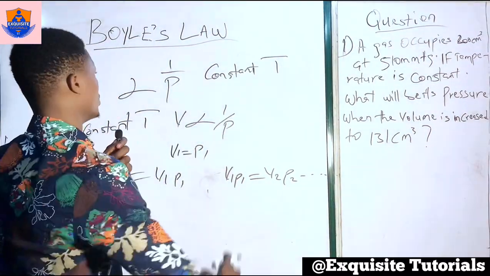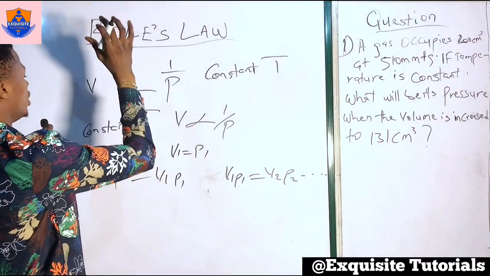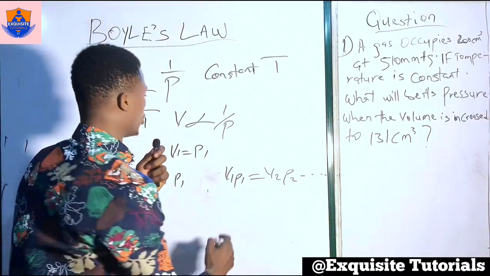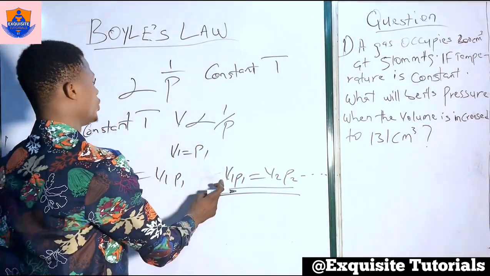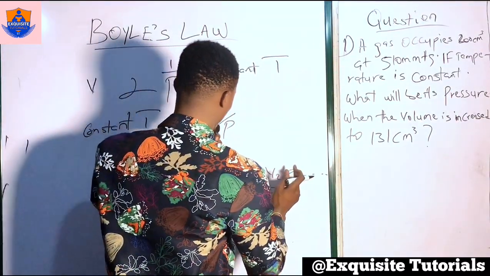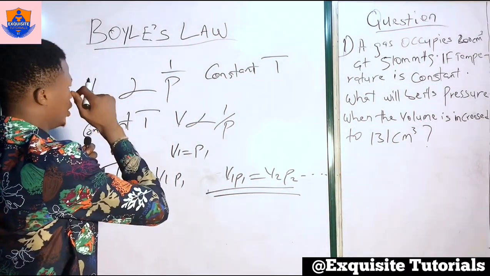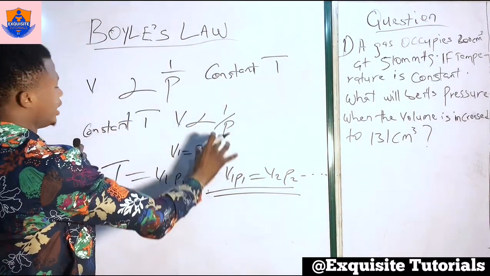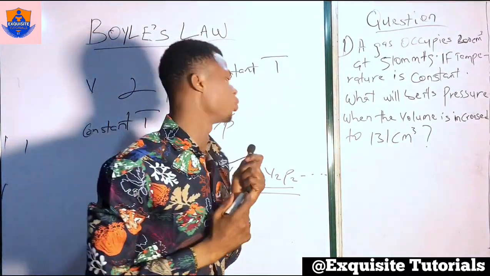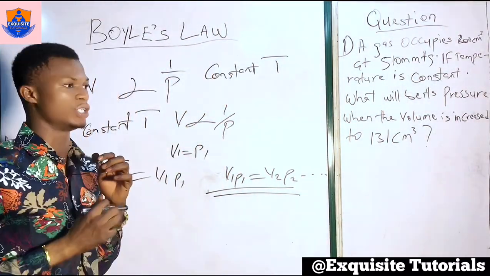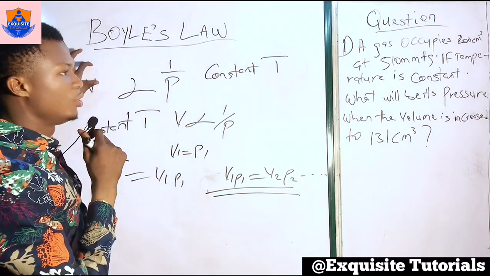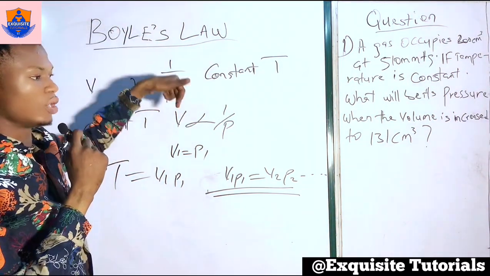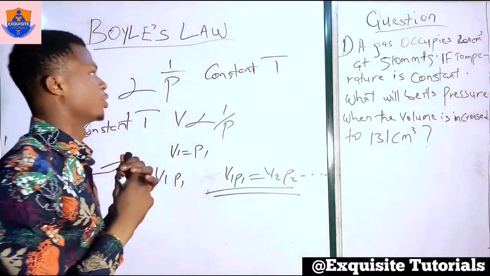Normally, on solving questions, how we derive it does not really matter, but bear this in mind whenever you see questions involving Boyle's law: V1 P1 is equal to V2 P2. Then remember what it means, so that in case they give a theoretical question that has nothing to do with calculation, just know that Boyle is trying to let us know that when volume is increasing, pressure is reducing. That is why it's inversely proportional.